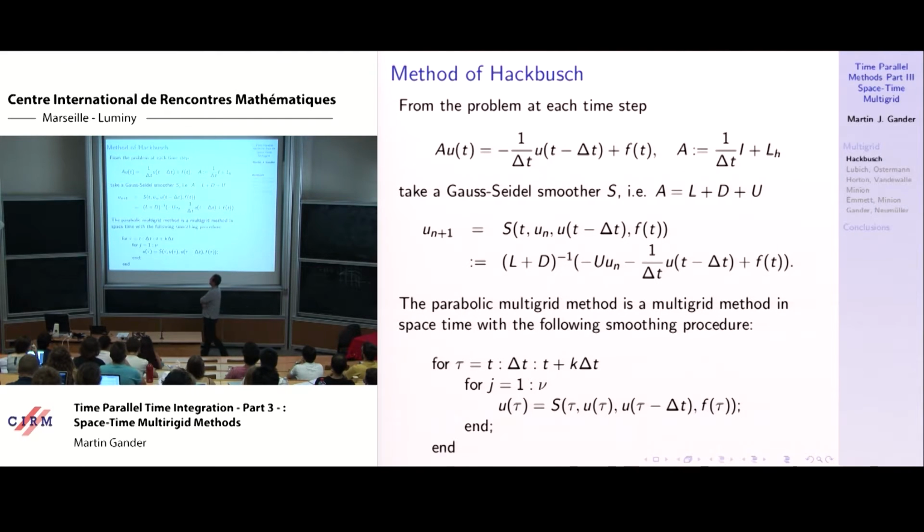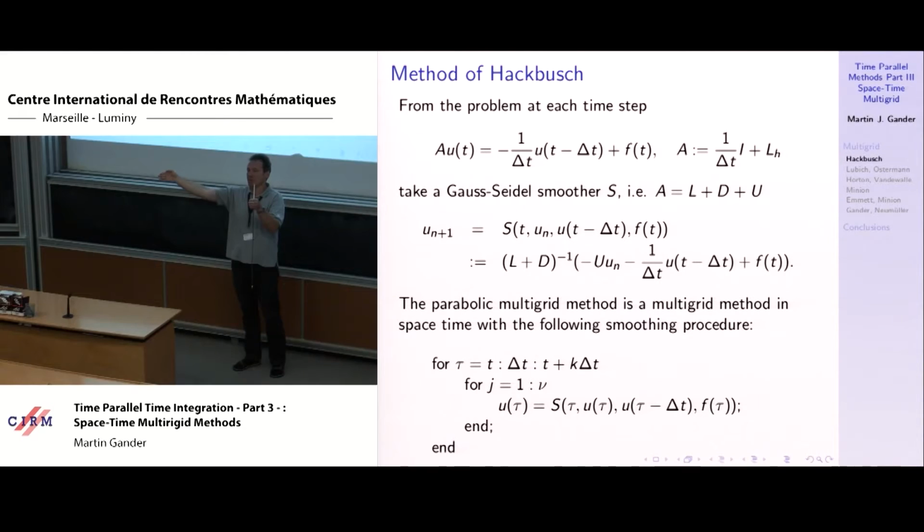Now, Hackbusch says, let's use such a process as a smoother as follows. There is an outer loop here which goes over all time steps, from t up to t plus k delta t. But then instead of solving each time step, we just do new Gauss-Seidel iterations. So you see, this process is not solving time step by time step, but it solves approximately time step by time step. It does, for example, 2 Gauss-Seidel iterations, then 2 Gauss-Seidel iterations on the next, 2 Gauss-Seidel on the next, and so on. So this is not solving the problem, but it's approximately solving the problem, and it does this over many time steps.